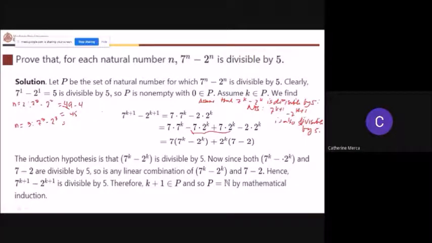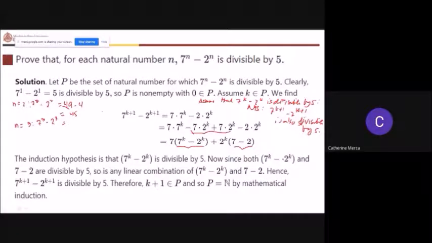So when you do that, you group together these two. You come out with 7 times 7 to the k minus 2 to the k. You factor out 7, plus this time you factor out 2 to the k, and you're left with 7 minus 2. But remember that we already assumed that 7 to the k minus 2 to the k is divisible by 5. So 7 to the k minus 2 to the k is divisible by 5, okay? And 7 minus 2 is 5. But what is 7 minus 2? Which is 5. Again, divisible by 5 yan.